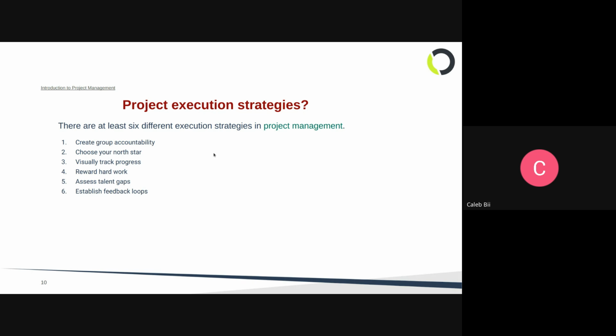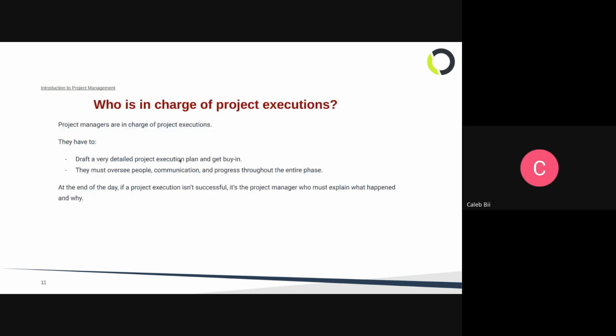Okay, awesome. So we're going to proceed. So who is in charge of project execution? So here, as you can see, the project managers are in charge of the project execution. What they have to do is they draft a very detailed project execution plan, and they get buy-ins from the stakeholders. So the project manager also oversees people's communication and progress through the entire phase.